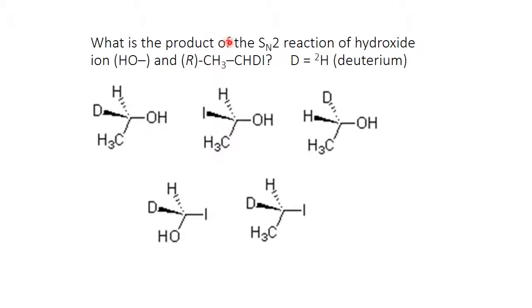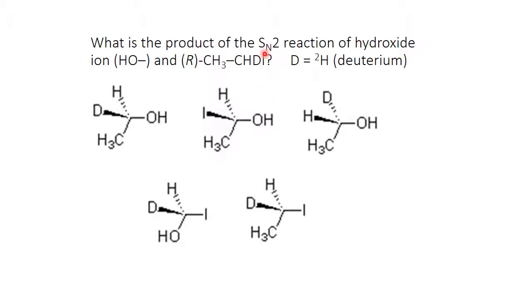What is the product of the SN2 reaction of hydroxide and the R compound, where, notice, this is the carbon that has the iodine on it, and what's attached? A hydrogen and a deuterium and a methyl group. So this is a chiral compound. The carbon that has the iodine is right here. Figure out what is the product of this.